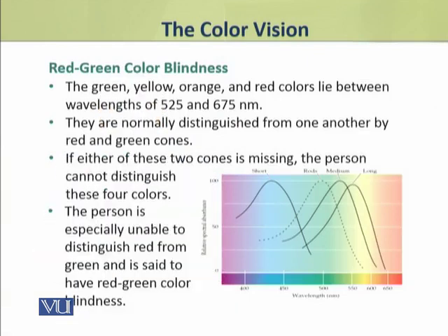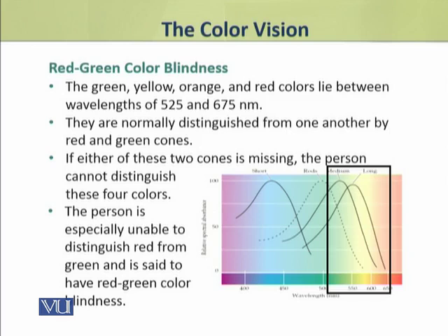The most common form of color blindness is the red-green color blindness. We can see that green, yellow, and orange and red colors lie between the wavelengths of 525 and 675 nanometers. ये सारे कलर जो हैं ये एक रेंज में हैं. They are normally distinguished because of red and green cones.